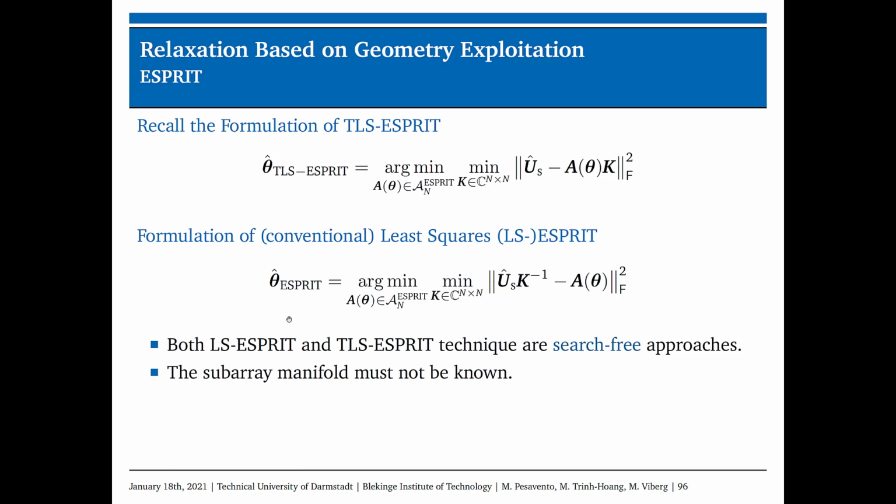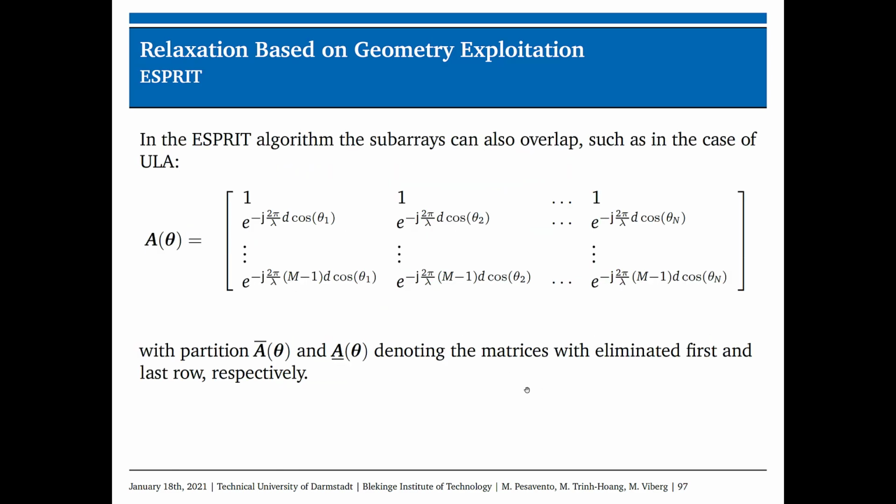Finally, we remark that both least squares and total least squares ESPRIT are search-free, multi-source estimation techniques that are extremely simple in the implementation. Furthermore, as we relax the manifold structure of the subarray in the derivation, the knowledge of the subarray structure is not required in the computation of the ESPRIT estimates. Finally, we can also relax the requirement that the number of sources n does not exceed m over 2.